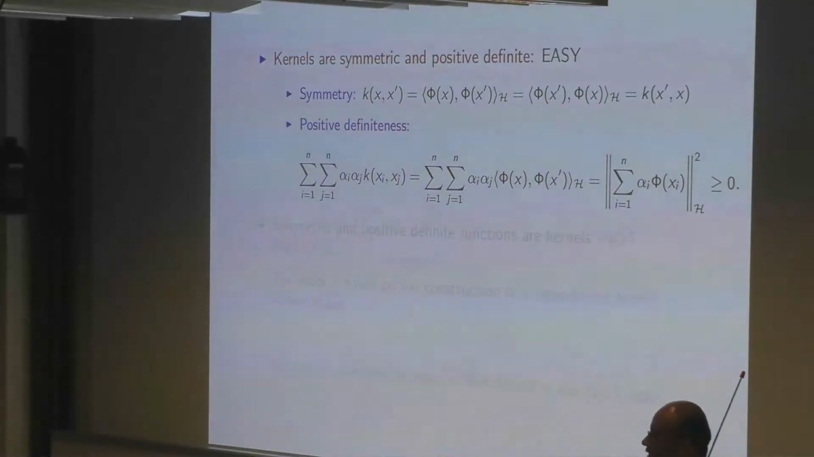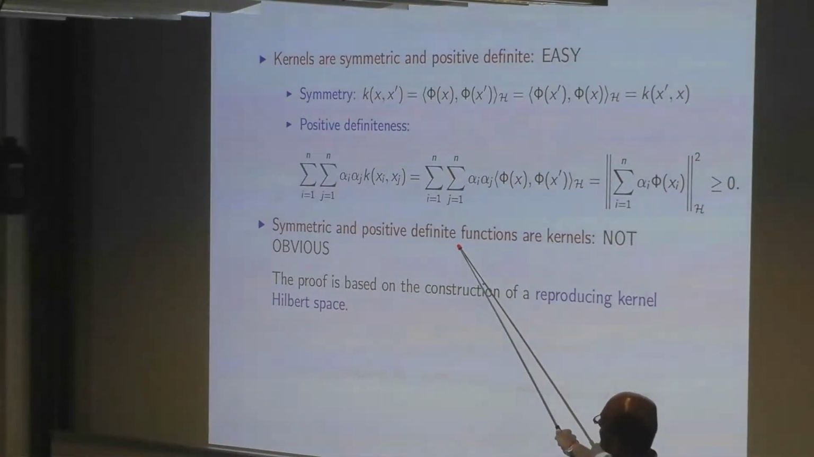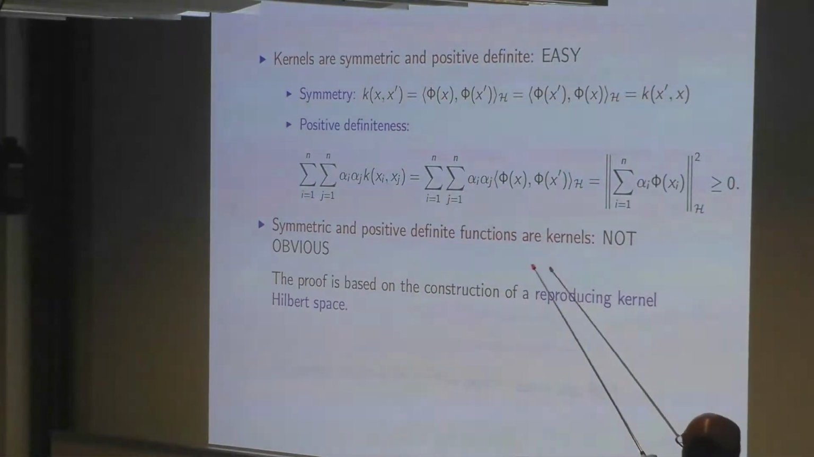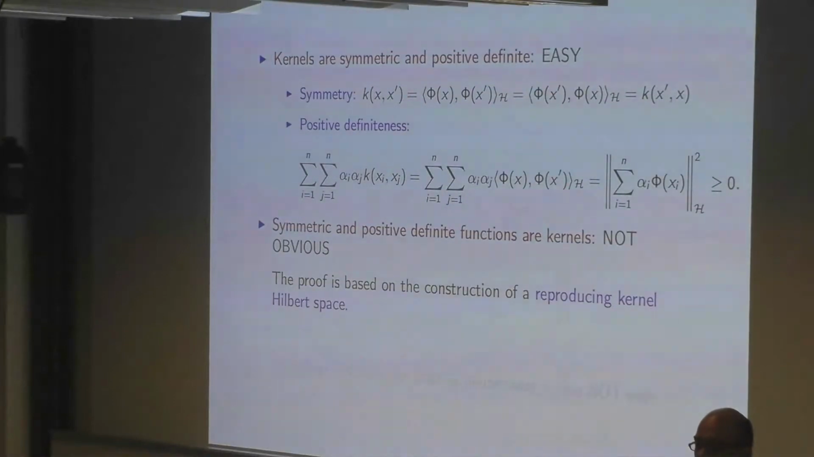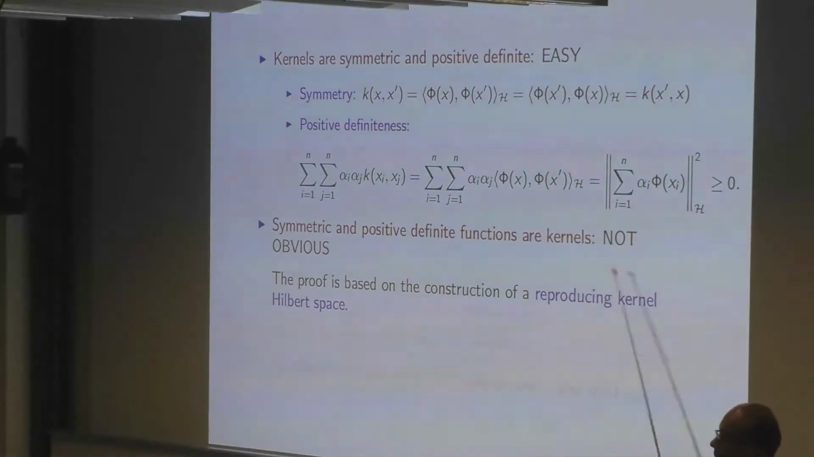But we are not in that game. I want to really check whether a function is a kernel or not. I don't even know whether it's a kernel, right? So we are actually interested in the other direction. If I give you a positive definite function, we need to show that it is a kernel. This is totally not trivial. This proof is based on the construction of an RKHS, which essentially proves this result.